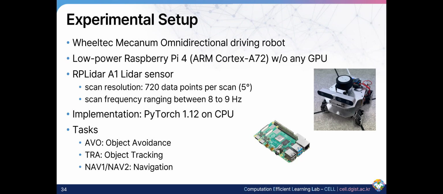Everything is running on the CPU, the ARM Cortex A72, which is quite low power, as you know. The LiDAR input gets 720 data points per scan, which means there is some 5-degree granularity between two consecutive measurements. The scan frequency is around 8 to 9 hertz, so for each second, we can get around 100 samples. And we can do the encoding procedure that I talked about: we encode one data point and we bundle different data points so that we can make the hypervector that we have to consider at the current moment.